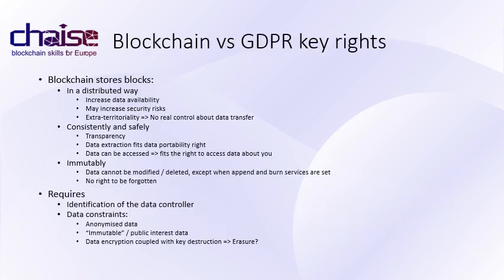Let's now consider the GDPR key rights. Blockchain stores blocks in a distributed way. This increases data availability, but also data security risks, as different copies of the ledger may be hacked. This makes the necessary data security control harder. It may make it more complex to respect the 72 hours notification delay, as intrusion detection is more complex.